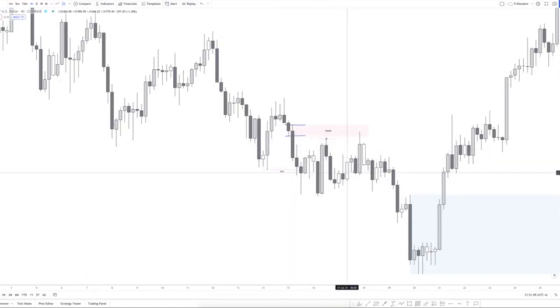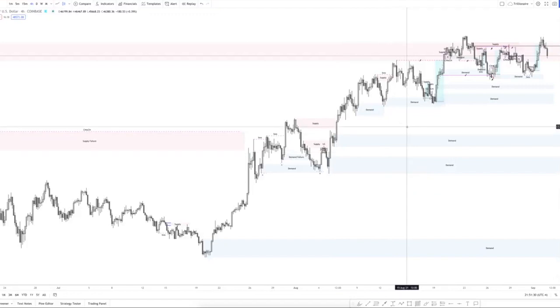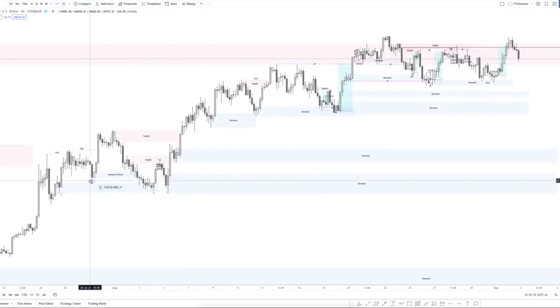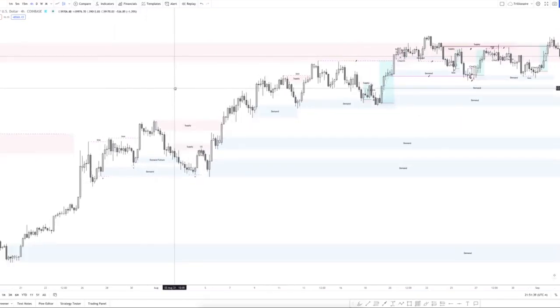We create inducement, and then what does price do? Price trades right back into the supply, collecting that inducement first, and then tapping into the EQ of this overall supply, which would be here. Absolutely perfect. And then we see price push to the downside. So that is another example of supply inducement. We went over two examples of supply inducement, and then one example of demand inducement. So that's essentially what it is.